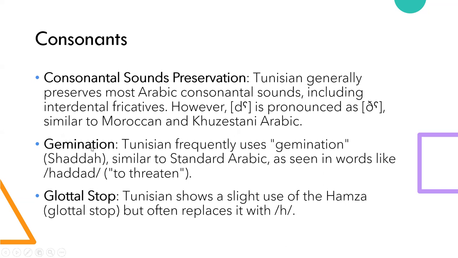We have also the existence of gemination, like in Modern Standard Arabic, seen in a word like had that, to threaten. And we find that Tunisian includes glottal stops, but in most of the cases, they are replaced with the ha, like yishel instead of yisel in Modern Standard Arabic. Yishel means to ask.